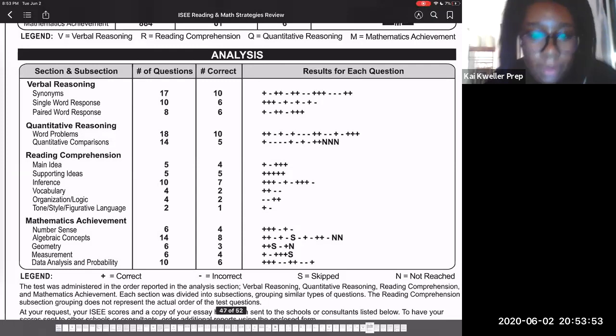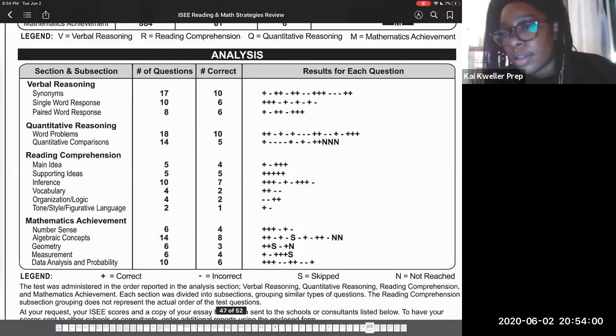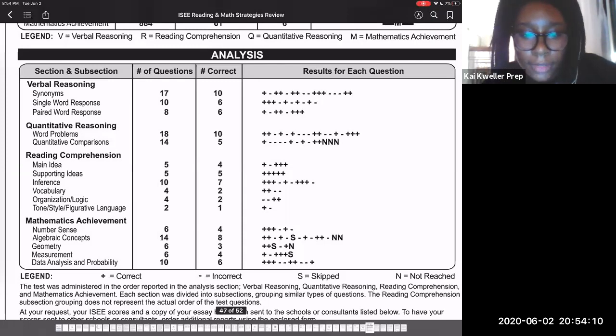Does the school see the number of times that you have taken the ISEE? What I understand, you would send your specific score report to the school. So I believe that they don't see all the tests that you've taken, but rather the test score that you choose to send.